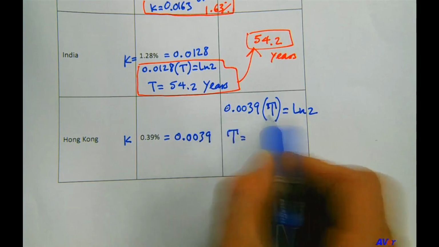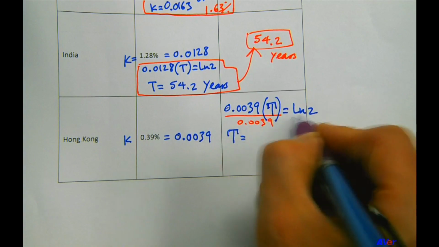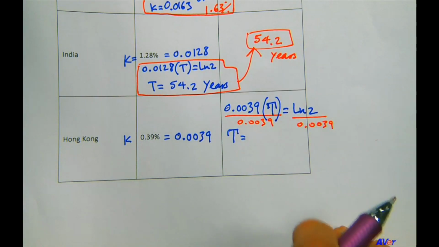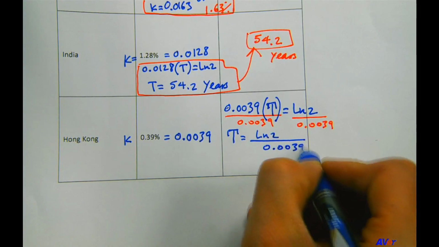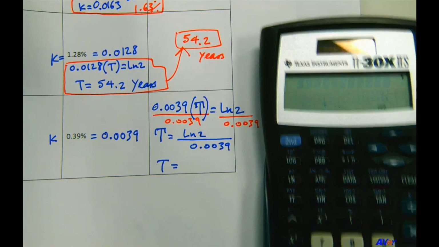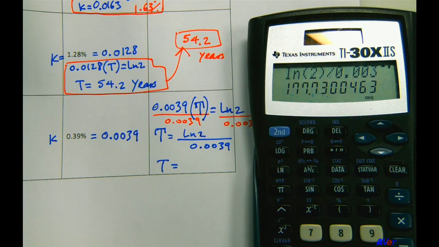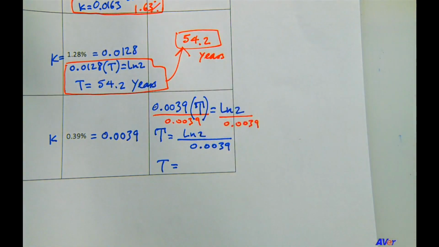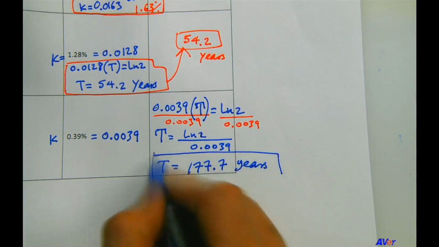So what do we have to do? Divide both sides by 0.0039. And then, of course, t will be natural log of 2 divided by 0.0039. So t would be equal to, let's bring the calculator over. So we have natural log of 2 divided by 0.0039. So 177.7 years. Okay. 177.7 years. And that's for Hong Kong.